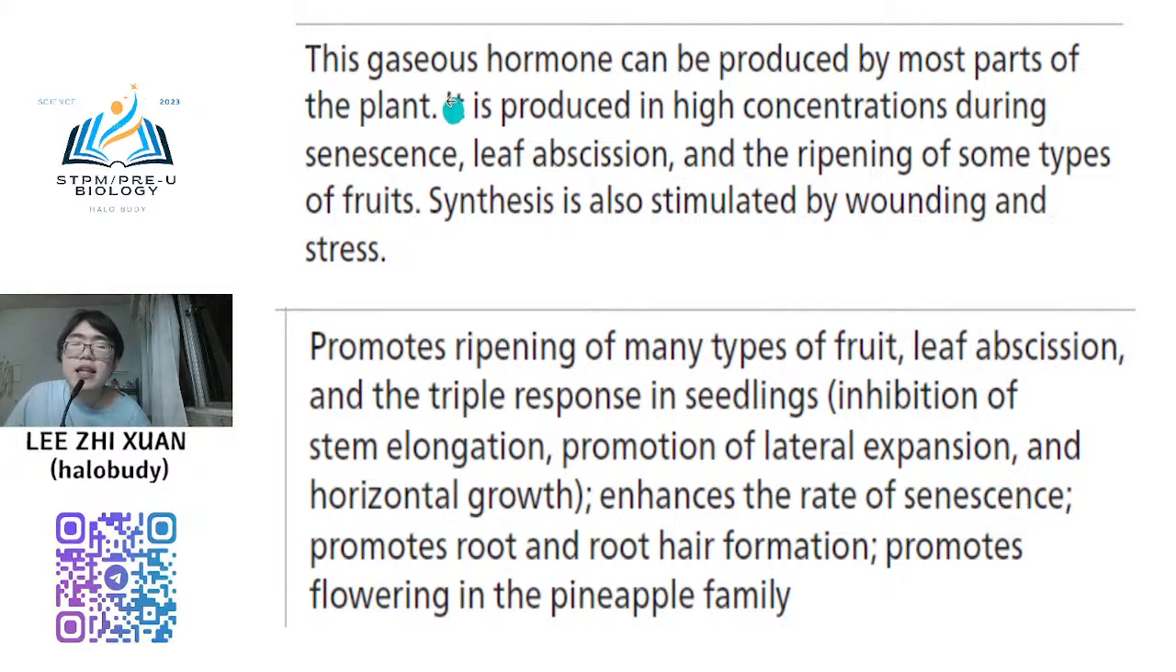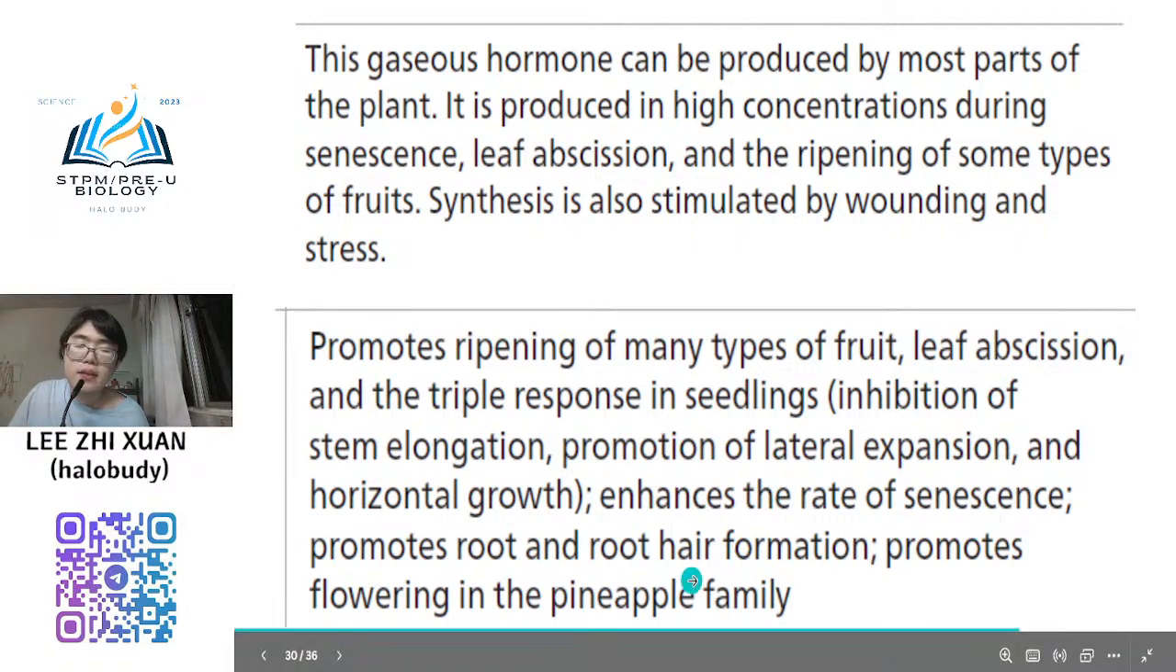But ethylene is a gas hormone and is produced in almost all plants, with high concentration during senescence, leaf abscission, and also fruit. When they are ripening fruit, you will have the high concentration. So normally, the main functions are to promote fruit ripening, leaf abscission, trigger the triple response, enhance the rate of senescence, promote root and root hair formation, and promote flowering. So we will see one by one.